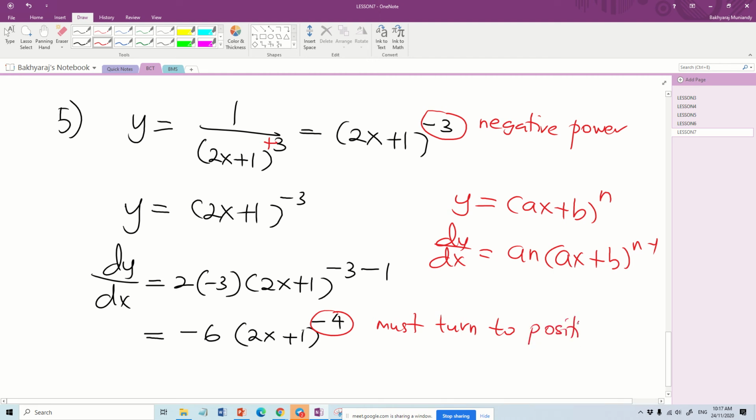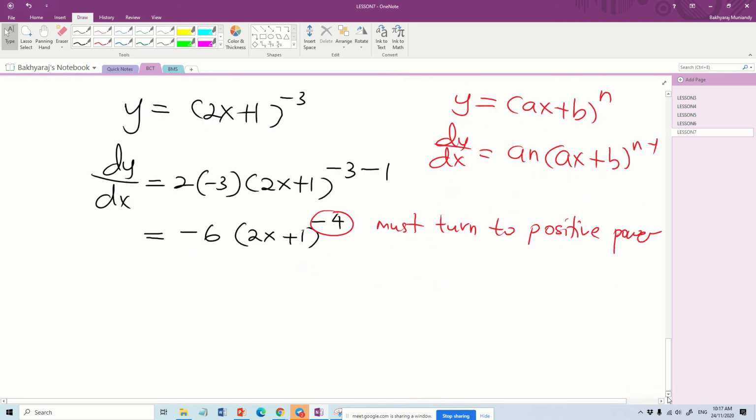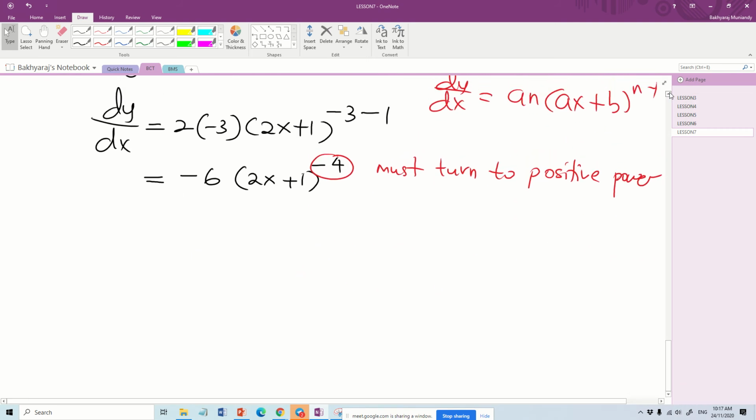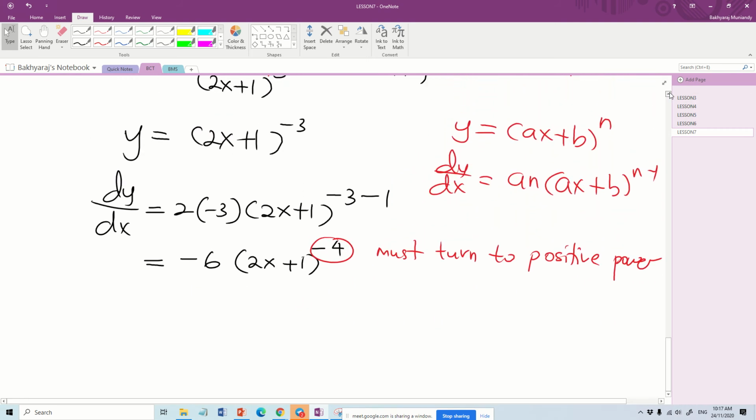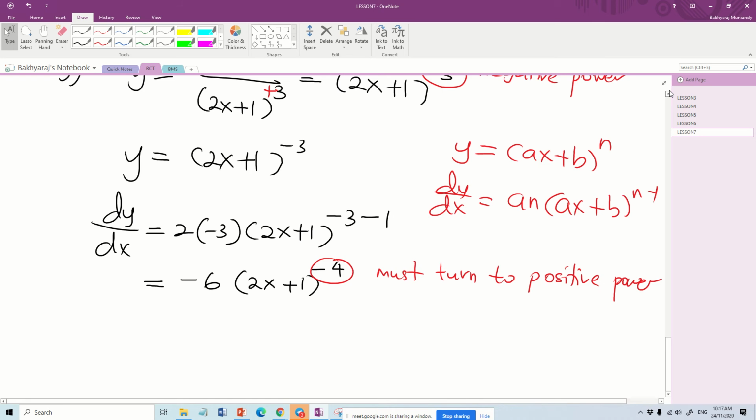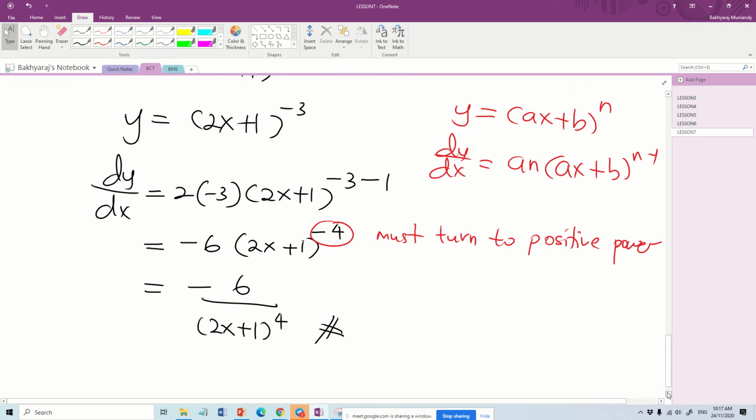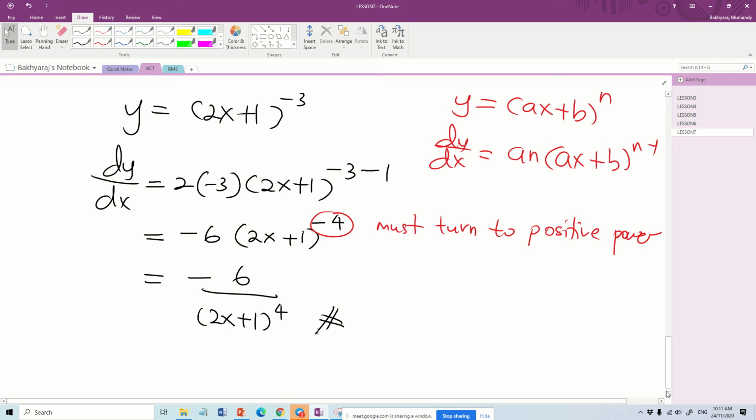So kena bawa di bawah kan, mesti kena letak bawah. So how to make it positive power? So I need to transform again. Tukar dia. Betul. So saya akan dapat di sini will be equal negative 6 divided by 2x plus 1 power of 4. Okay, that will be my answer.